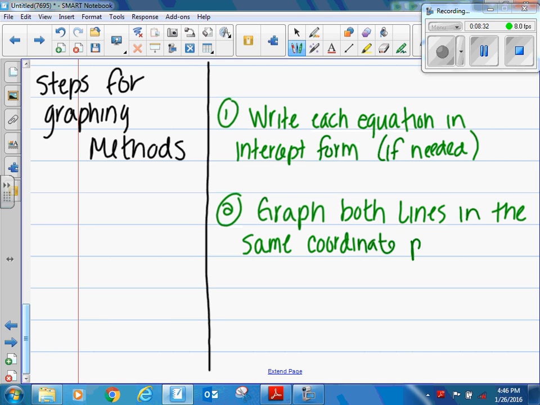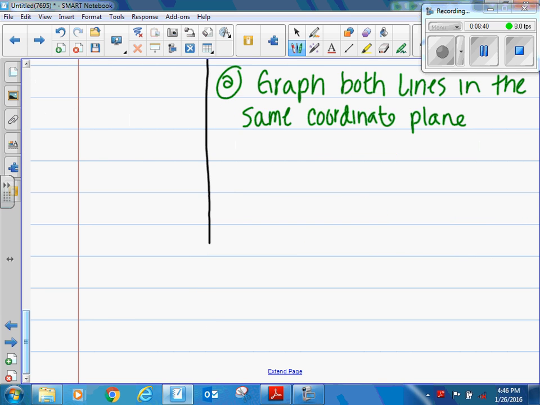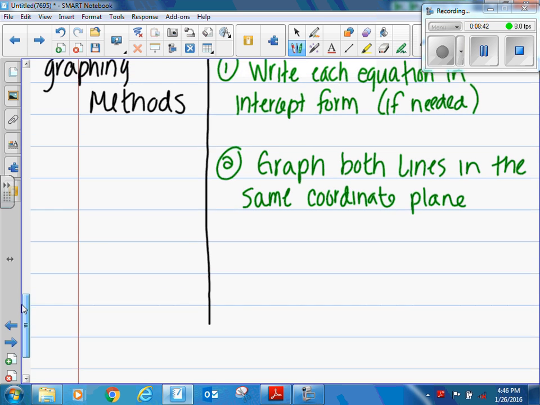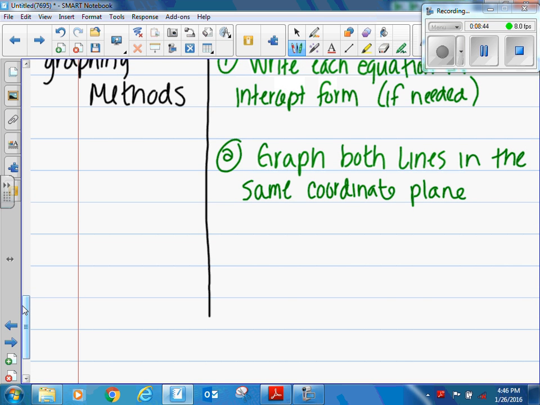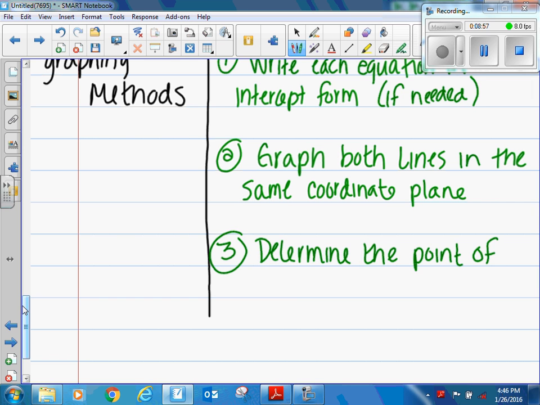And it's going to be easier for you in this unit if you use a straight edge. A lot of these things we need to have precision for, so it's important that you get a straight edge. I have them for you to use in the classroom, but it wouldn't hurt to have one at home that you can use. Okay, after we graph both of them, we're then going to determine the point of intersection. Right? The point of intersection is where the lines cross.